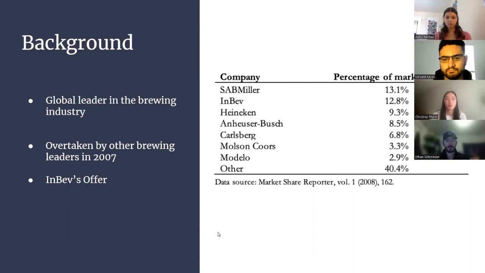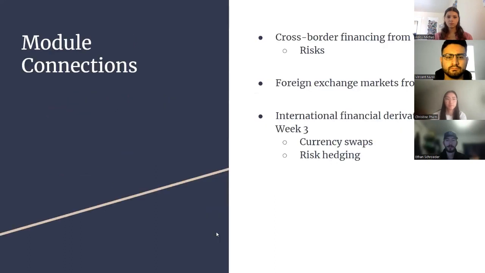But Bush the fourth, the CEO at the time, decided to refuse InBev's offer and wanted to come up with ways to fight the hostile buyout instead. So this case ties in with the module topics of cross-border financing from week 9, foreign exchange markets from week 5, and international financial derivatives from week 3, and in particular referencing currency swaps as well as risk hedging.